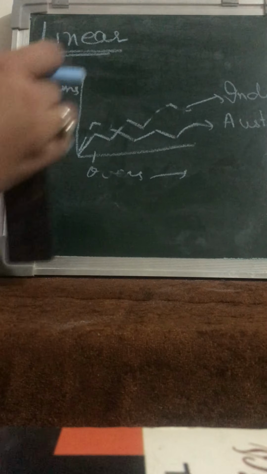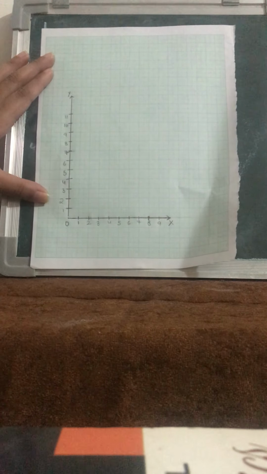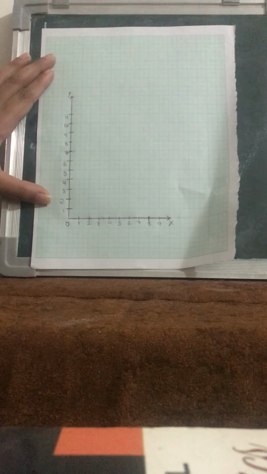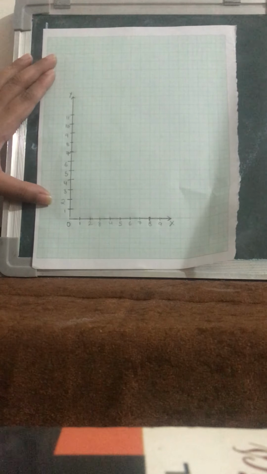Now, for drawing a linear graph, as I have just discussed, we need a certain set of points, and then we have to plot those points. So the question arises, where can we plot those points? Of course, those points can be plotted on a graph sheet. See, I am showing you a graph sheet over here. Can you see it all?